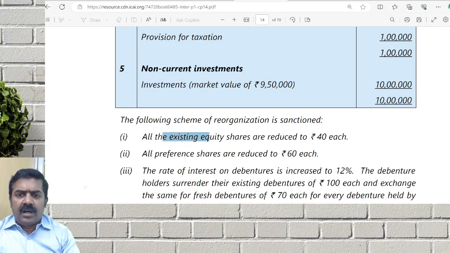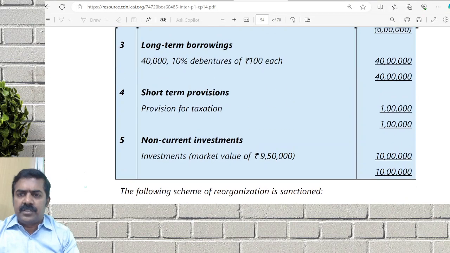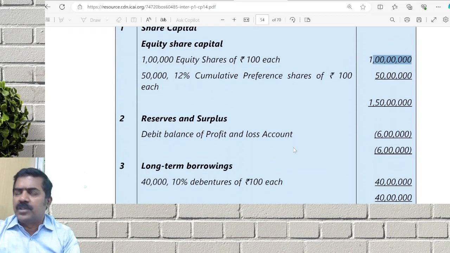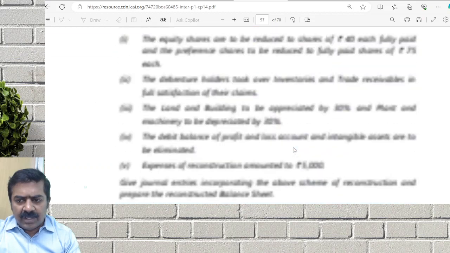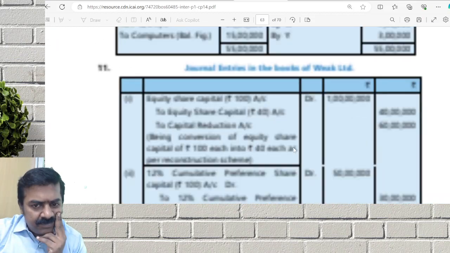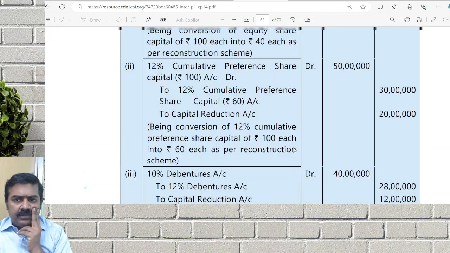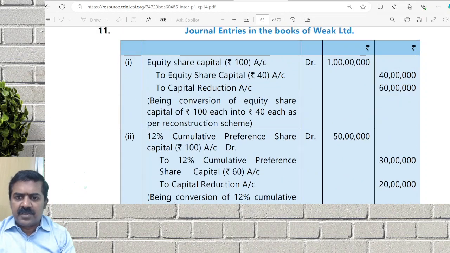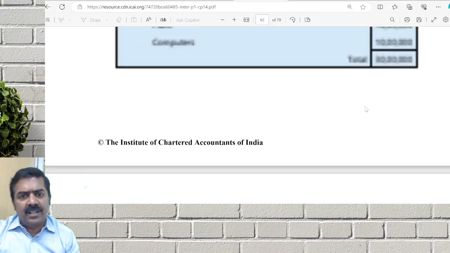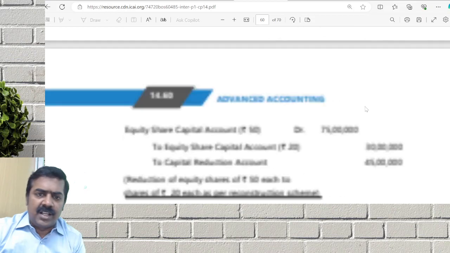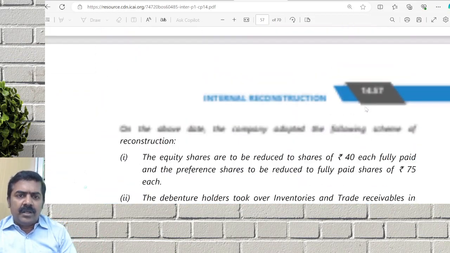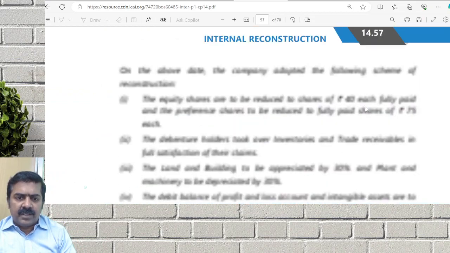First, all existing equity shares are reduced to 40 each, 40 each கொடுத்திருக்காங்க. 1 crore இருக்கு இல்லையா, direct entry வேணாலும் pass பண்ணலாம், conversion entry வேணாலும் pass பண்ணலாம். Let us see what they have done. The journal, what they have done, அதே மெத்தட் நம்மளும் ஃபாலோ பண்ணி. They pass which entry? Conversion entry. Conversion entry pass பண்ணிருக்காங்க. Let us go with that. We can directly transfer equity share capital to capital reduction. அந்த மாதிரி வேணாலும் transfer பண்ணிக்கலாம். Or you can do the conversion entry.